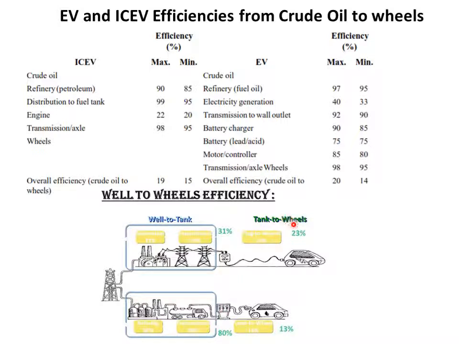When you take the tank-to-wheel efficiency, it is 76% in the case of the electric vehicle, but only 16% for an IC engine vehicle. We know that the efficiency of the engine is very low. So finally you will get about 23% and 13%. This will be the approximate final efficiency for electric vehicles and IC engine vehicles.